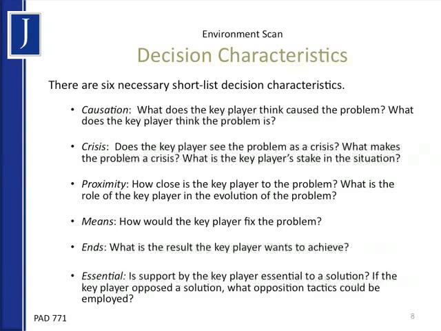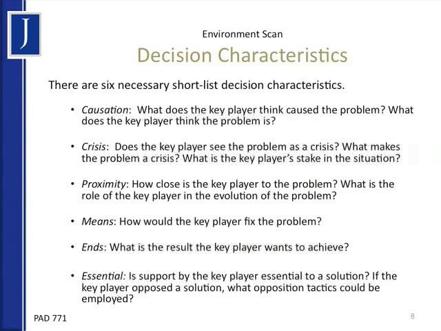The 6 characteristics that must be in your paper are: first, causation. What does the key player think caused the problem? Second, crisis. Does the key player see the problem as a crisis? Third, proximity. How close is the key player to the problem?